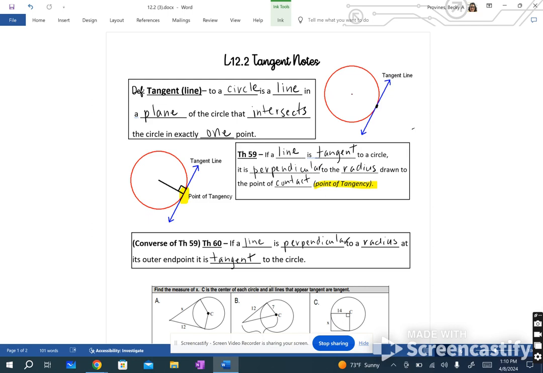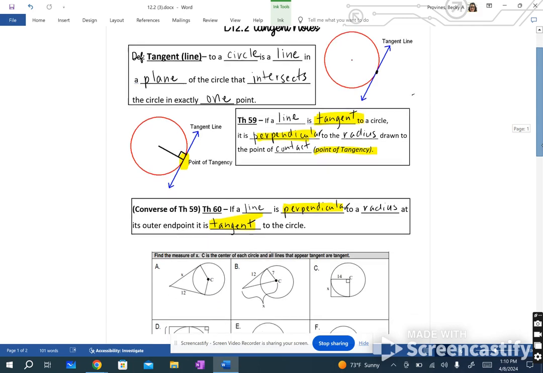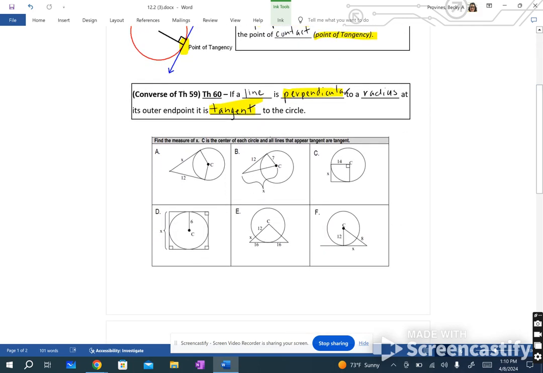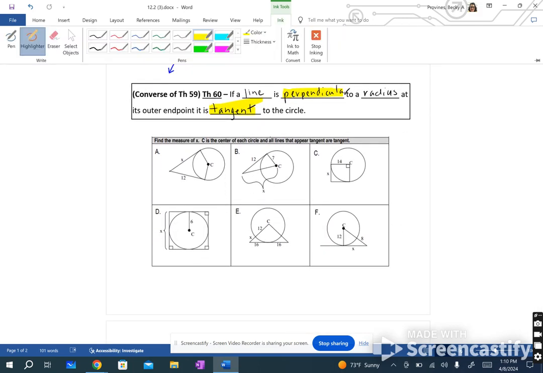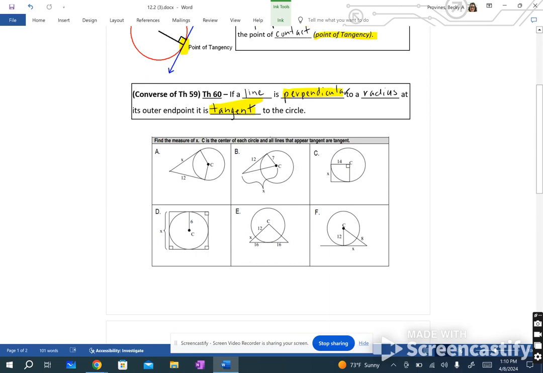So these two theorems, 59 and 60, are converses of each other. So if we know it's tangent in the first one, then we know it's perpendicular. For theorem 60, if we know it's perpendicular, then we know it is tangent. So we're pretty familiar with converses, so I want to keep going to make the video a little bit shorter. Next up, we have some sample problems here.